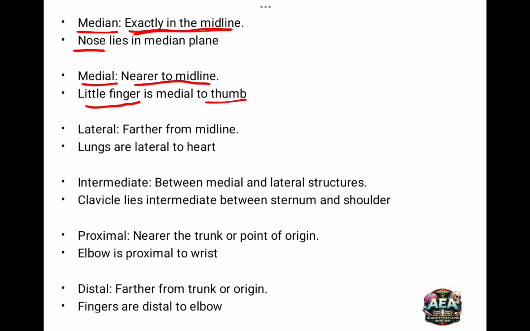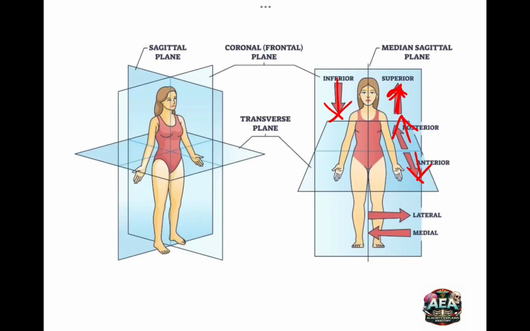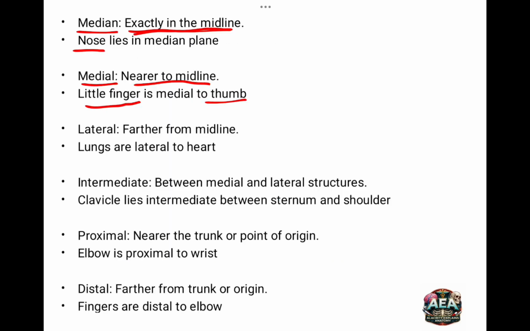So we have lateral. Lateral is farther away from the midline. This is lateral. You are going away from the midline. This is your midline. Lateral, you are going away from the midline. Medial, you are going towards the midline. So lateral, farther from the midline. Medial, nearer to the midline. So the lungs are lateral to the heart.